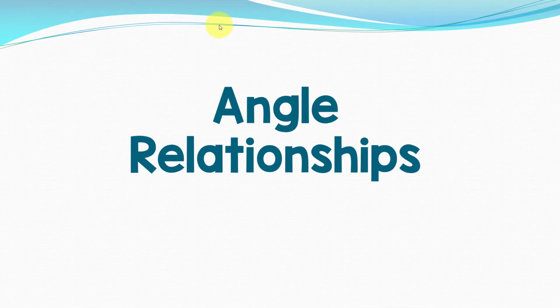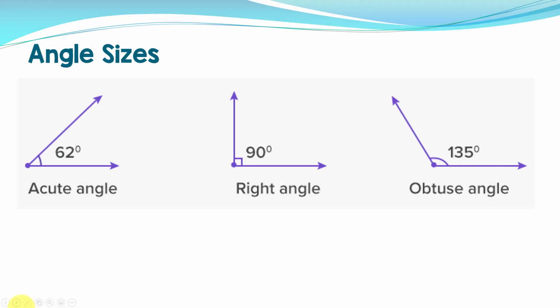Alright, so in this video we're going to talk about angle relationships. So let's see what we've got. First, let's review. When you were in middle school, you probably already learned about these different types of angles. Anything less than 90 degrees would be considered an acute angle. Anything that is exactly 90 degrees, we indicate with that little box in the corner, and that would be your right angle. Anything greater than 90 degrees is your obtuse angle.